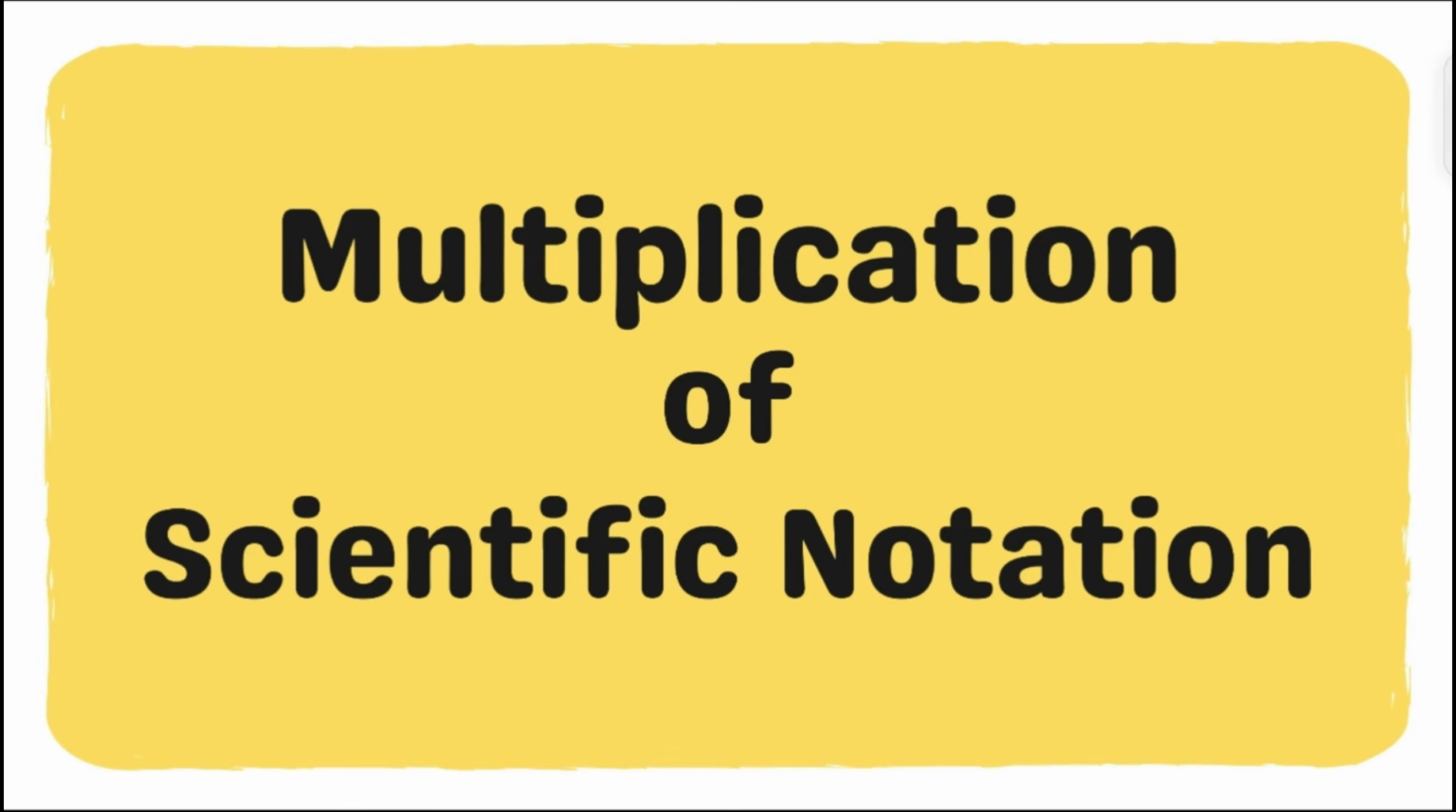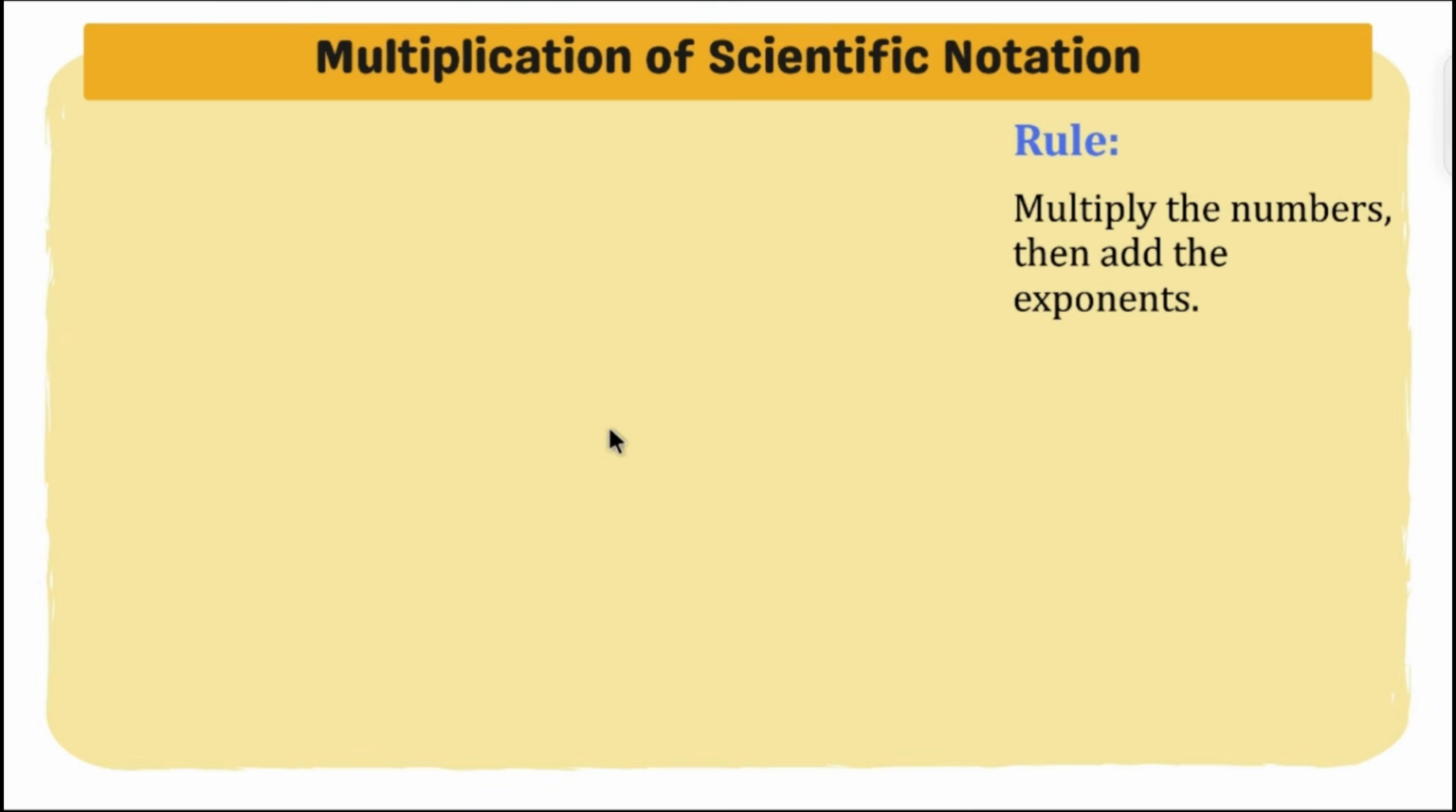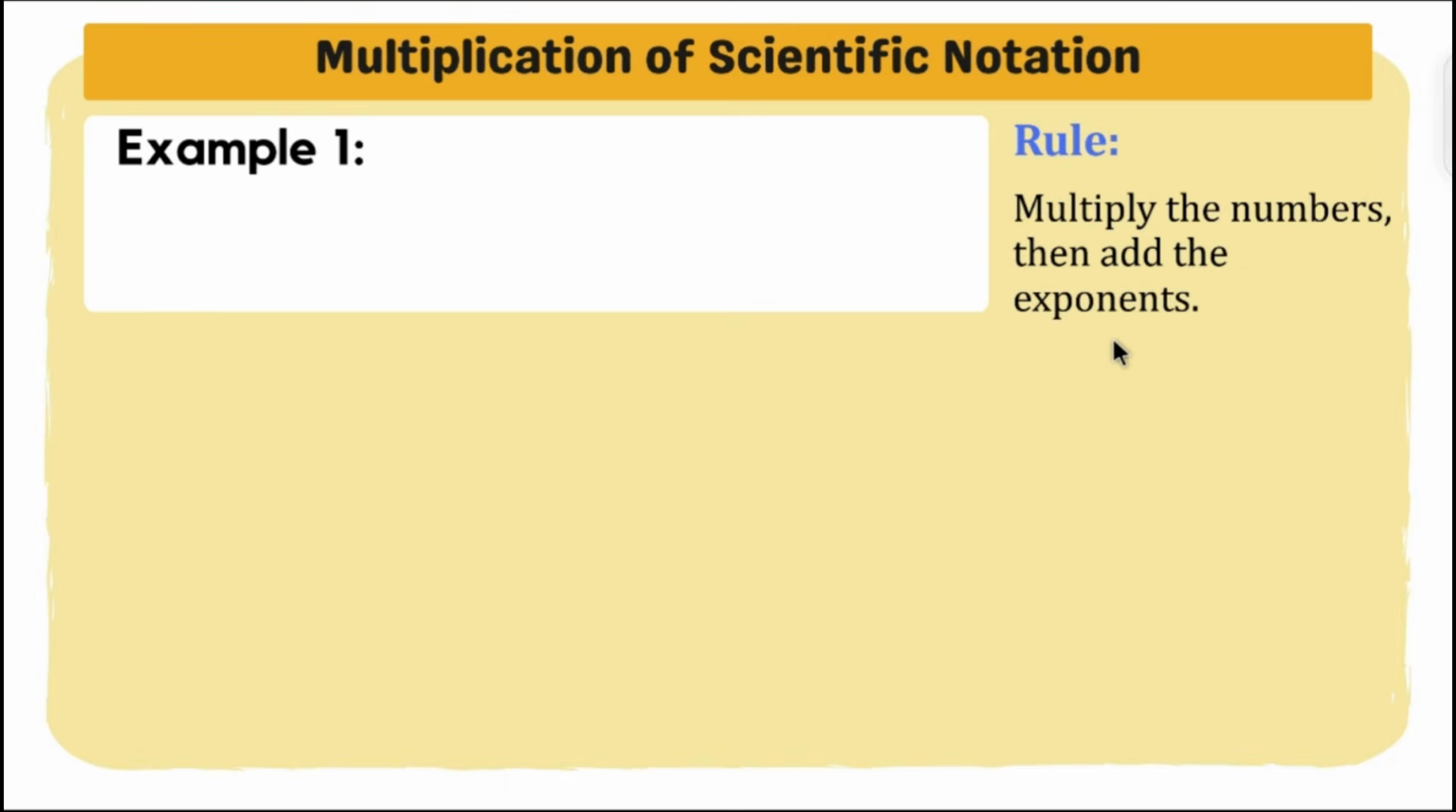Okay, next operation is multiplication of scientific notation. Okay, so ito meron po siyang isang separate rule for multiplication. Now, the rule is to multiply the numbers then add the exponents. Okay, yun lang po ang gagawin natin. Multiply the numbers then add the exponents. So, if you have here example number 1, 3 times 10 raised to 4 times 2 times 10 raised to 3. Okay, we will just multiply the two numbers and then we are going to add the exponent.